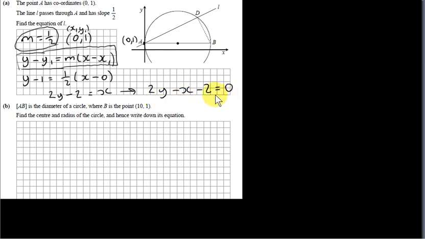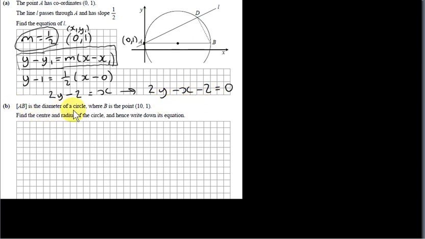Of course, if you want to check this, you could see that the point 0, 1 satisfies this equation. If we plug 0 in for x and plug 1 in for y, we get 2 times 1 is 2, minus 0 is 2. 2 minus 2 is 0. It does check out for this point. And indeed for any point on the line, this equation is satisfied.